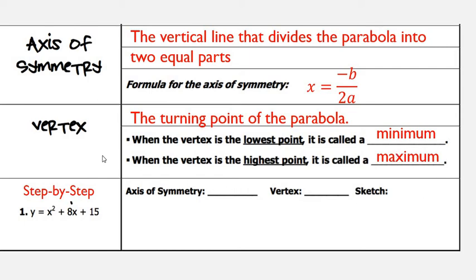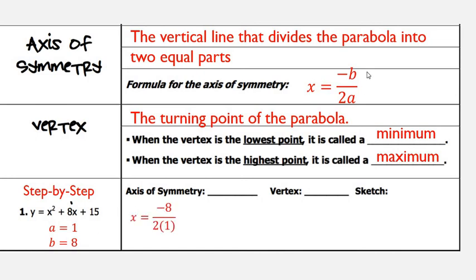We're going to start solving and finding the axis of symmetry, the vertex, and we're going to sketch a parabola. So here are the steps that we're going to go through. The first thing you're going to have to identify is your a and b. If you do not see a coefficient in front of the x squared, it is understood to be a 1. So the a is 1, the b is 8.